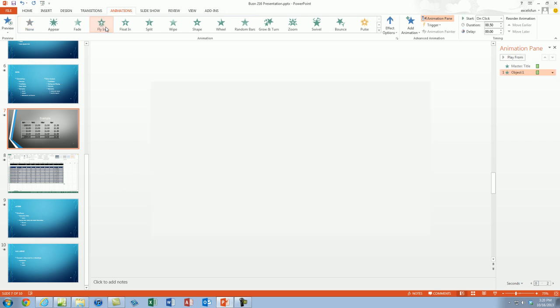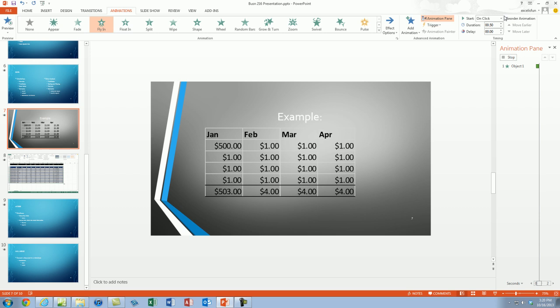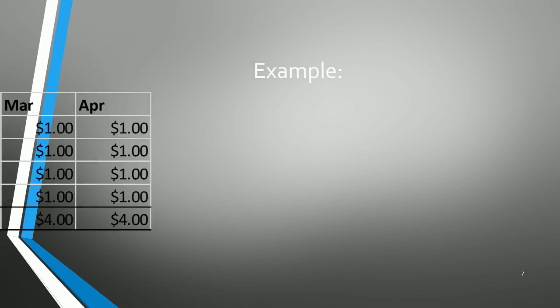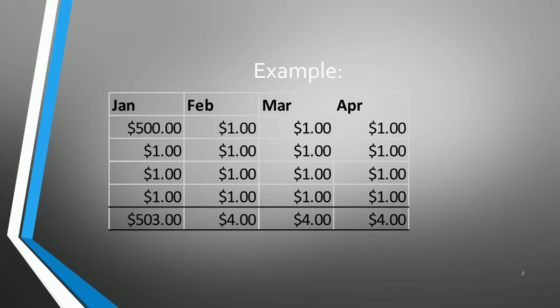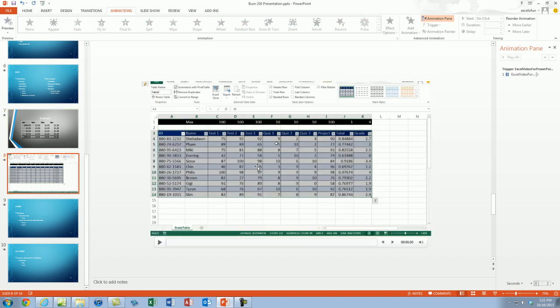Animations. Fly in from the left. And on click will be fine. Shift F5. And so that one is working when we hit our down arrow. Escape. Let's go to slide number 8.